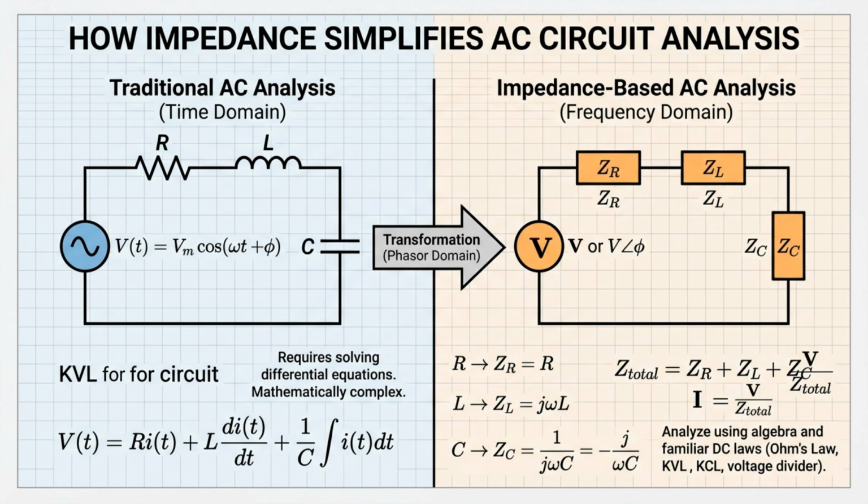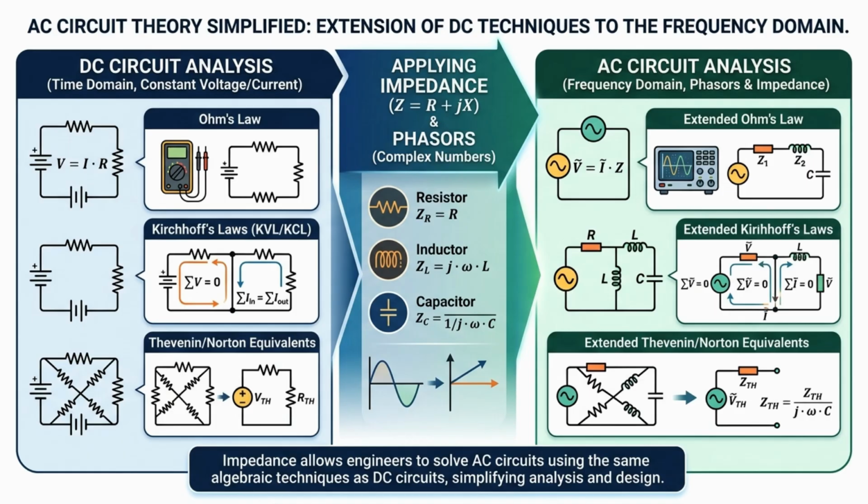Impedance allows AC circuits to be analyzed using methods that closely resemble DC analysis. Instead of solving complex differential equations, engineers can replace resistors, capacitors, and inductors with their impedance values and apply familiar circuit laws. This simplification is one of the reasons AC circuit theory becomes so powerful.